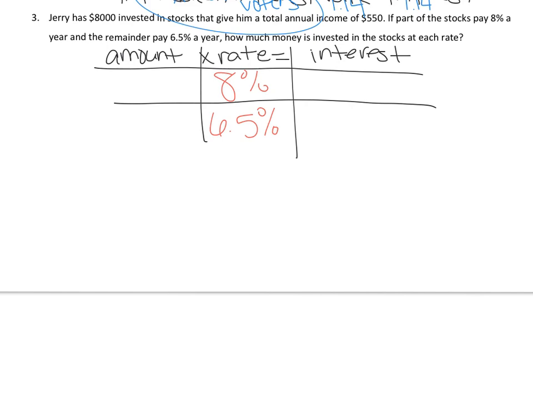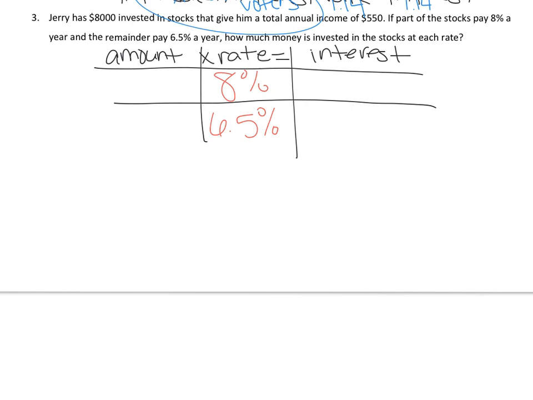Now, the reason why I couldn't just plug $8,000 into the amount is because he's not investing $8,000 at 8% and $8,000 at 6.5%, right? He has $8,000 and he's investing some at 8% and then the other at 6.5%, okay? Other than the fact that he invested $8,000, I don't know anything else about how much money. I don't know that he invested twice as much at 8% as at 6.5%. They don't tell me that.